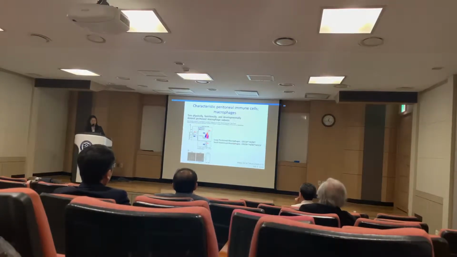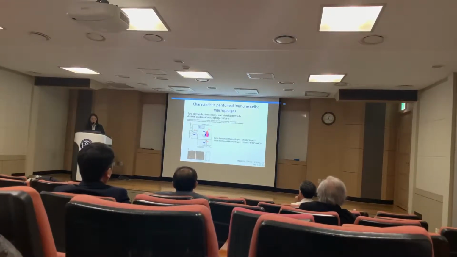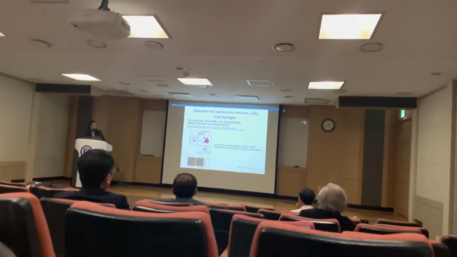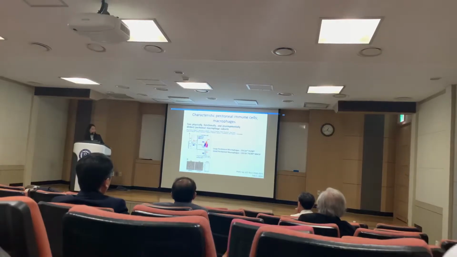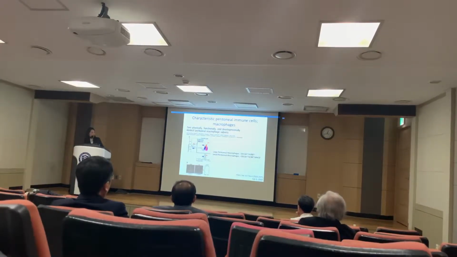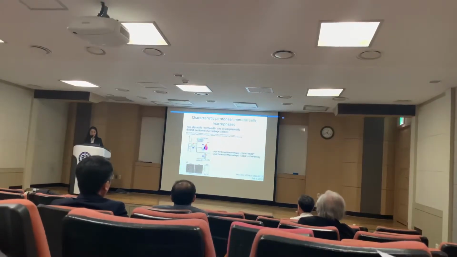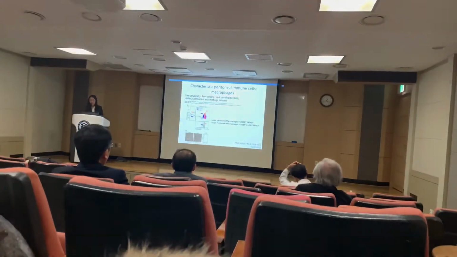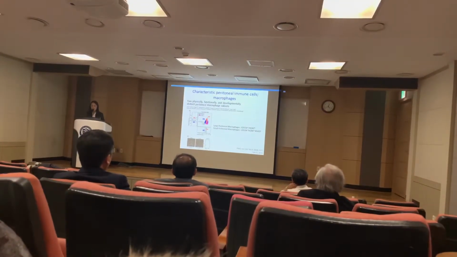There are two types of macrophages: large peritoneal macrophages, which express high levels of F4/80 and low-level MHC2, and small peritoneal macrophages, which express low level of F4/80 and high level of MHC2. As mentioned, MHC2 is a commonly used marker to distinguish dendritic cells as well.